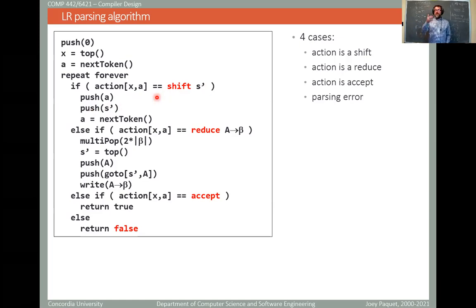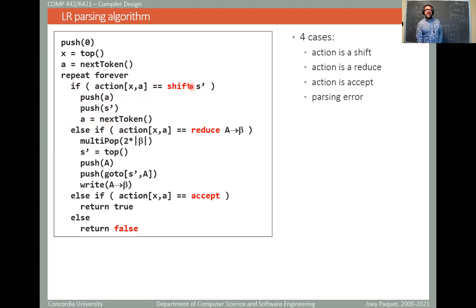As opposed to our LL1 parser, which had only symbols on top of the stack. Then after you've done that, you go to the next token. Okay. So this is what happens when you have a shift action. You take this token, you push it onto the stack, you push the new state that corresponds to the S action you found in the table onto the stack, and then you consume this token. You go to the next token.